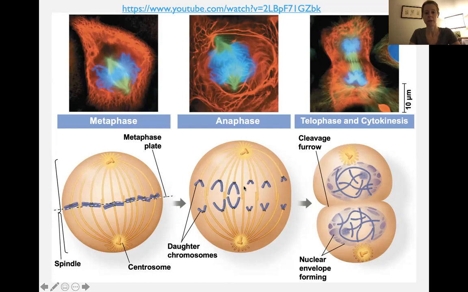So here, moving over to anaphase, you can see how those chromosomes that each had two chromatids, one chromatid moves to one side of the cell, the other moves to the other side. And those spindle microtubules are what is pulling those chromatids.